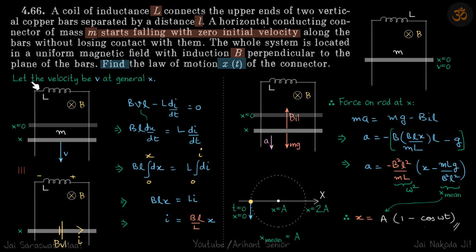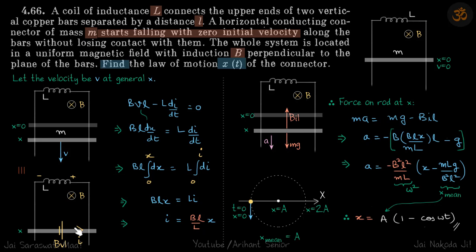So let's begin. So this whole part is same as what we did in 4.65. So let the velocity be v at a general distance x. So the induced EMF is BvL, which will cause a current I to flow. So in this loop, BvL minus L dI/dt is equal to 0. v is dx/dt, which gives a relation between x and current, and that is I is equal to BL by L times x.